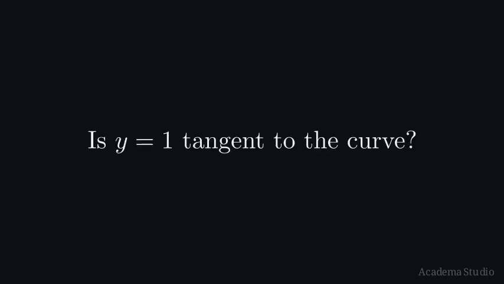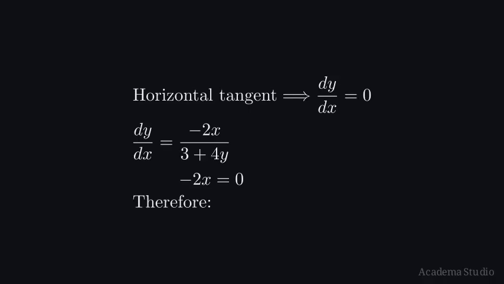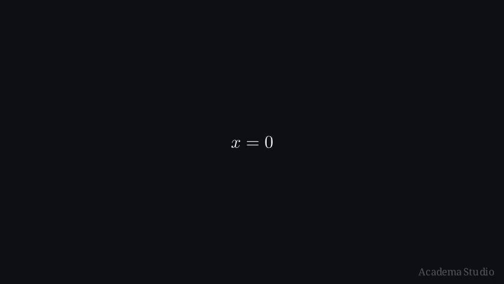We must determine whether the horizontal line y equals 1 can be tangent to the curve. A horizontal tangent implies the derivative of y with respect to x equals 0. The derivative of y with respect to x equals negative 2x over 3 plus 4y. A horizontal tangent has slope 0. For this fraction to equal 0, its numerator must equal 0 while its denominator remains non-zero. Negative 2x equals 0. Therefore, a horizontal tangent can occur only when x equals 0. With y equals 1 and x equals 0, we get the point (0, 1).